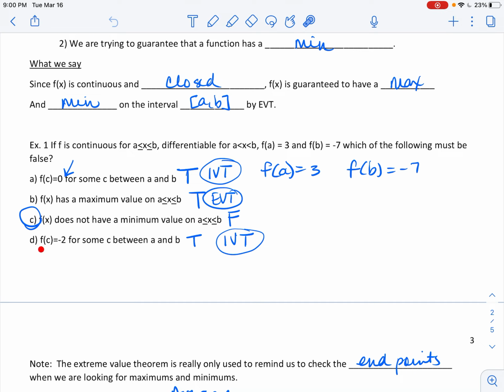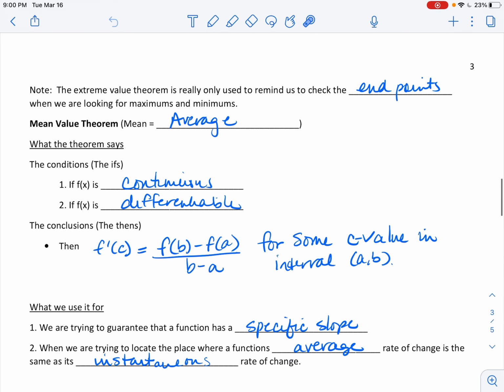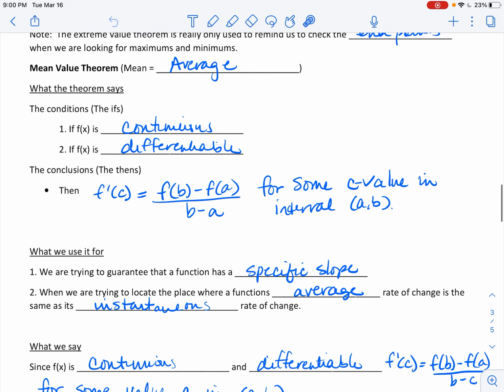And the last one, f of c is equal to -2 for some c between a and b. Again, that's true because -2 does fall between -7 and 3, and that is by the intermediate value theorem. The extreme value theorem is really only used to remind us to check the endpoints when we're looking for maximums and minimums. All right, here's our last theorem, the mean value theorem.